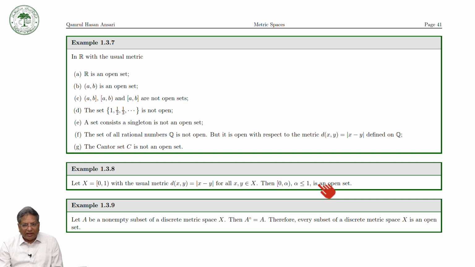Again, what would be the interior or open sets in a discrete metric space? Let us consider A a non-empty subset of a discrete metric space X. Then the interior of A is equal to A. Therefore, every subset of a discrete metric space is an open set. Keep this in mind: every subset of a discrete metric space is an open set. We will see later about closed sets.